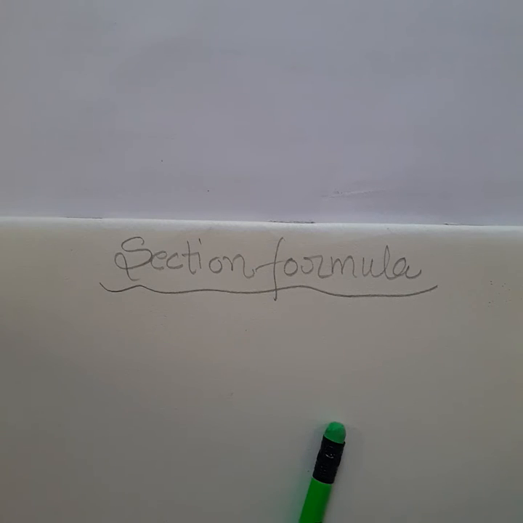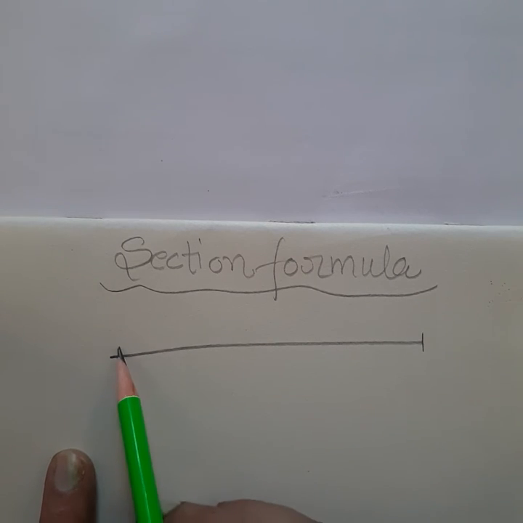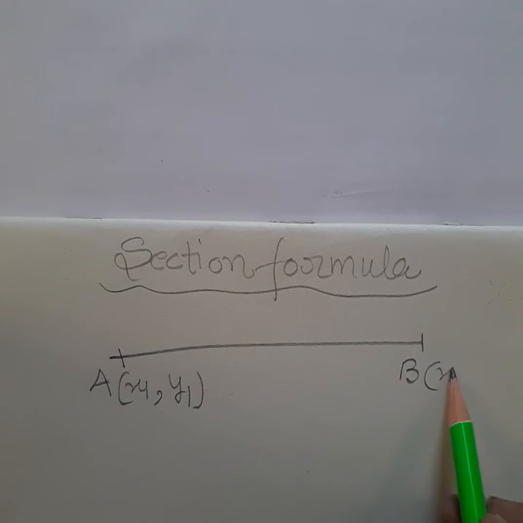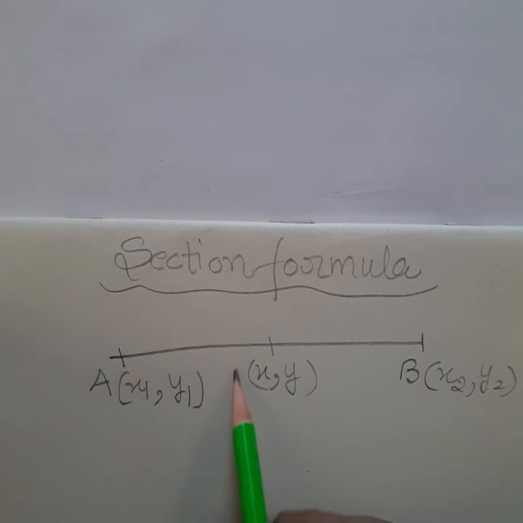Today I will teach you the section formula for internal division. How we can calculate it. So let's start. Suppose we have a line in this form and we can name it as A and B. And the point A, we can take like x1 and y1, and the point B, we can take x2 and y2. And this is your point of internal division.